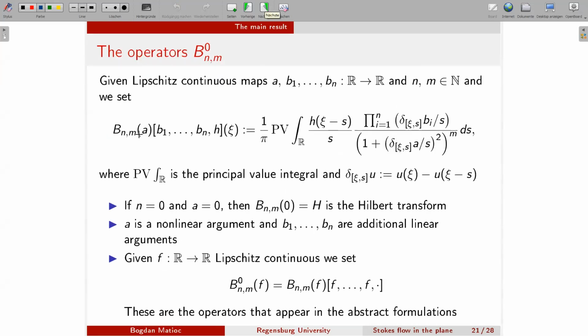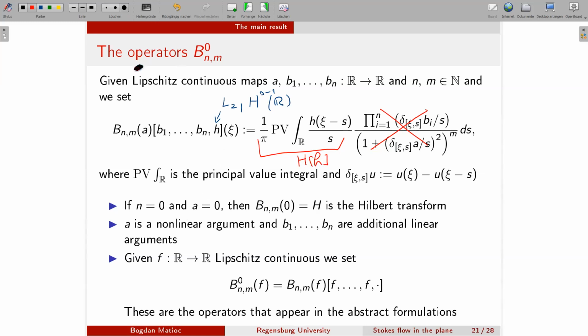So in fact, we introduce a larger class of operators BNM. So we have here a Lipschitz function A from R to R, and we have n linear variables B1, ..., Bn. These are also Lipschitz functions, and here we have the variable h, which is an L2 function, and later on an Hs-1 of R function. And on the right, we have the scaling factor 1 over pi. We have the principal value integral, and we have this term h of psi minus s over s. And if we forget the other term, then this is a Hilbert transform applied to h.